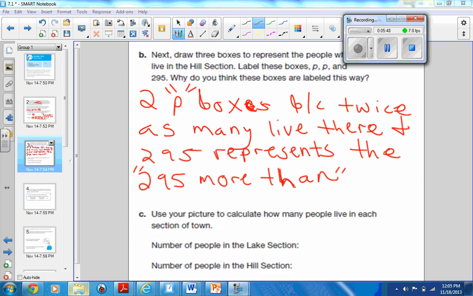You could say, well, what if 1,000 people lived in a lake section? And then you'd say, well, I need 2 more of those for the hill section, so that'd be 3,000. 3,000 plus 295 is a little too less. So then you would know it's a little bit over 1,000. So you could start playing with those numbers. That's one way to solve it. And that's really the way most kids would solve it now.